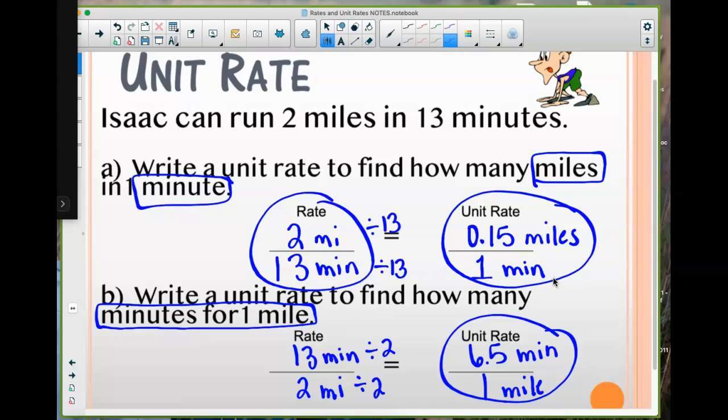However, if somebody came up to me and said, hey, guess what? It takes me 6.5 minutes to run a mile. I would look at them and say, wow, you're fast. Right? If you can run a mile in 6.5 minutes, you're pretty fast. Or that's way faster than me. It takes me about 10 minutes to run a mile. Okay? So to me, this is more useful information. Okay, questions there?